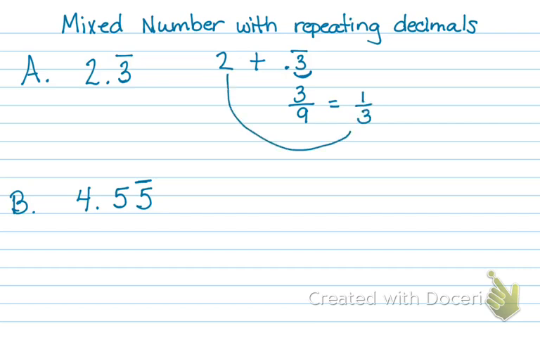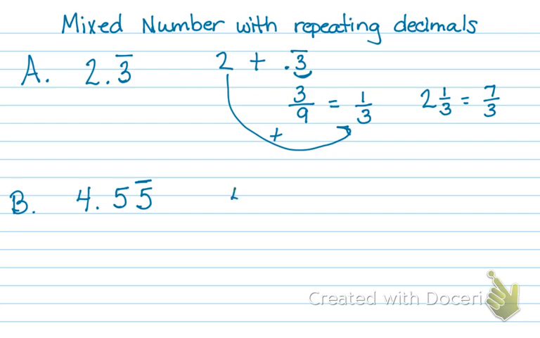And then we add back the 2. So this is the same thing as 2 and 1/3. Or we can write it as an improper fraction. 3 times 2 is 6, plus 1 is 7, 7/3. Those are both equivalent. All right, let's try this last one.